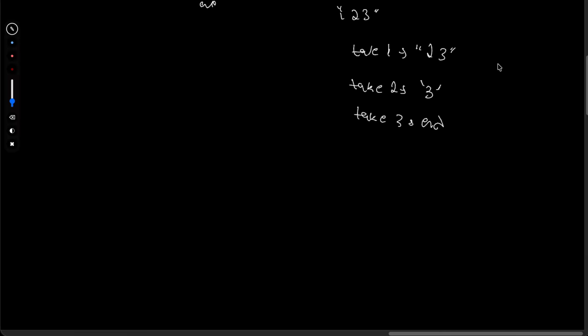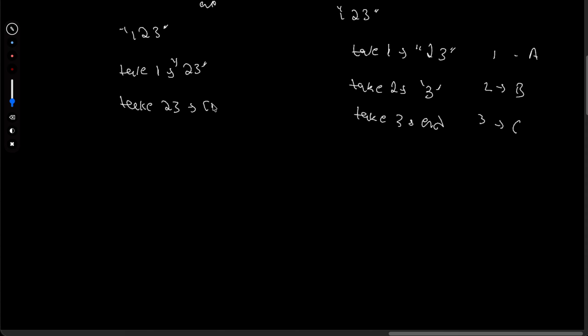So the letters are 1 2 3, A B C. So the result is ABC. In the second part, 1 2 3, if we take 1 and then 23, it was the end. So the letters are 1 is A, 23 is W, so the result is AW.